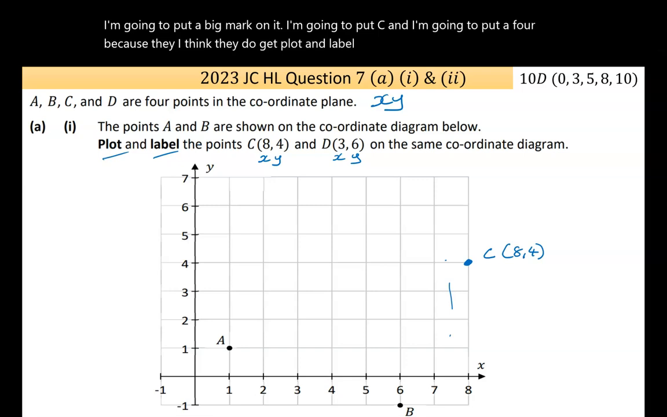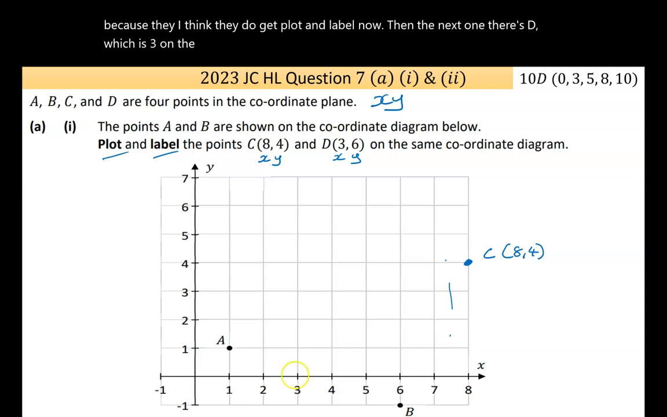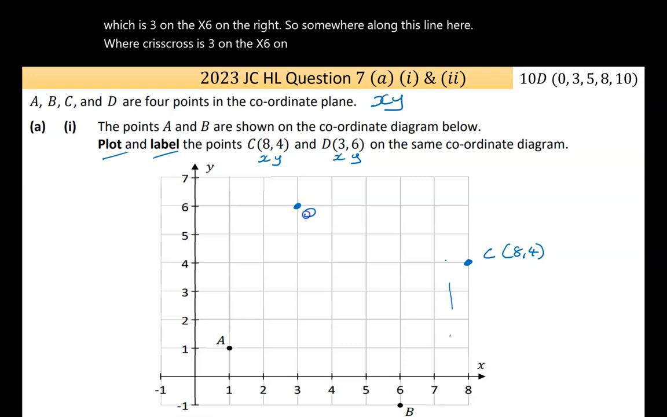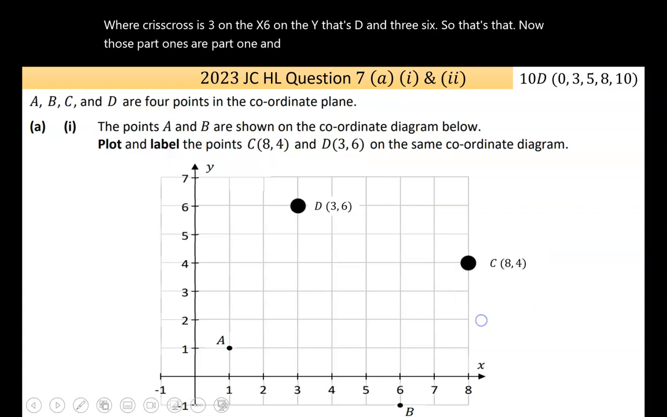Now then the next one, there's D, which is 3 on the X, 6 on the Y. So somewhere along this line here, where it crisscrosses 3 on the X, 6 on the Y, that's D, and 3, 6. So that's that. Now, that was part 1. So part 1 and 2 are marked together.